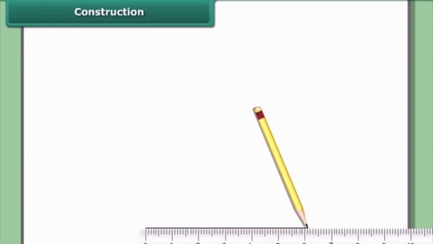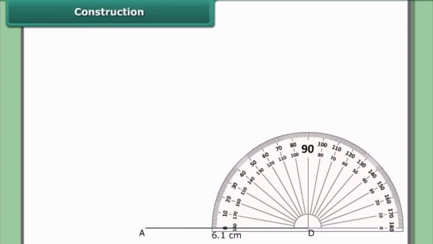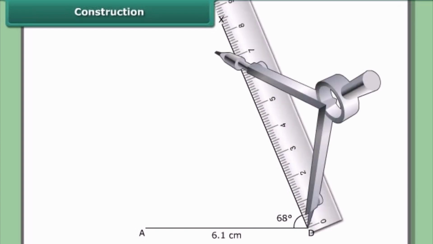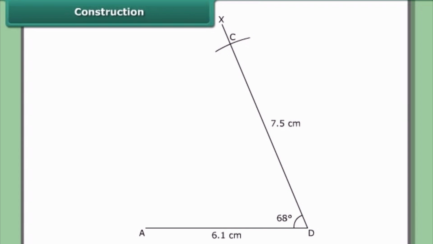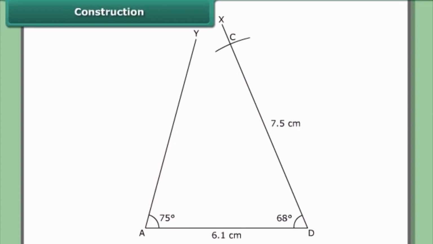Construct AD as 6.1 cm. At D, draw angle ADX as 68 degrees. With D as center and radius as 7.5 cm, cut off DC as 7.5 cm on the ray DX. At A, draw angle DAY as 75 degrees.